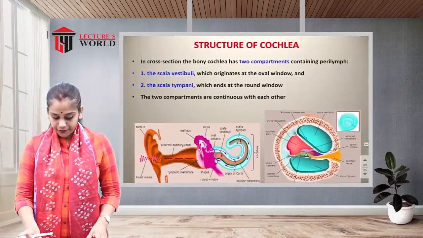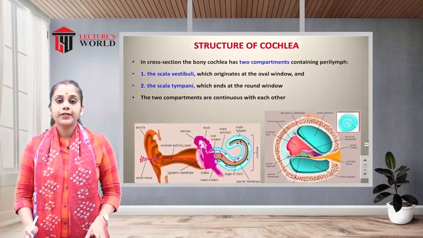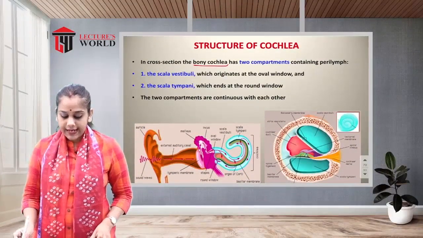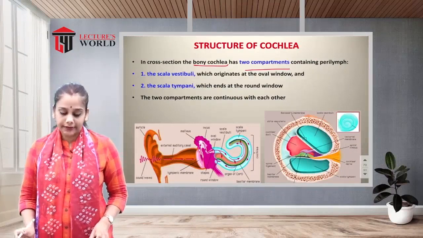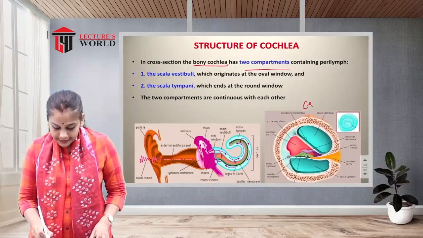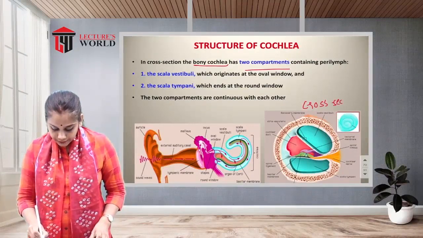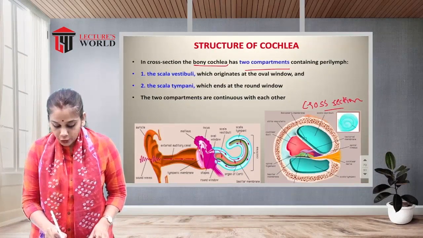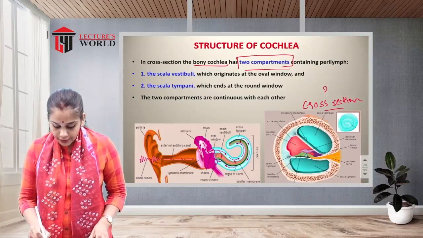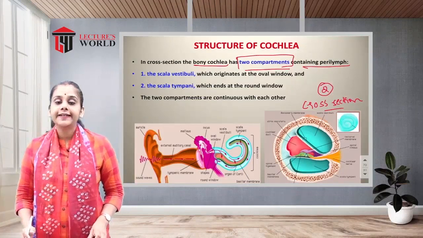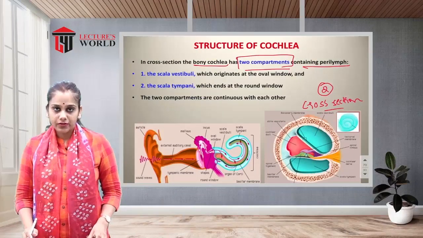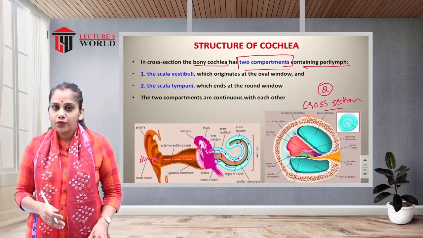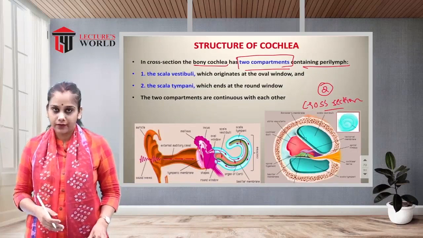Now we will see the structure of the cochlea. In cross section, the bony cochlea has two compartments. You can see this is the cross section of the cochlea, which contains two compartments. These contain perilymph. Okay, it is a bony part, so that's why there is a fluid here. It is called perilymph.